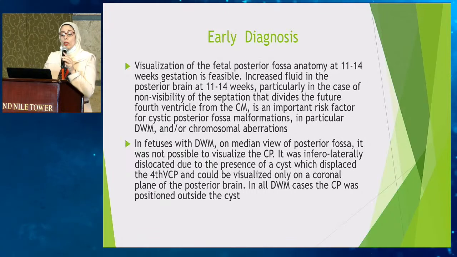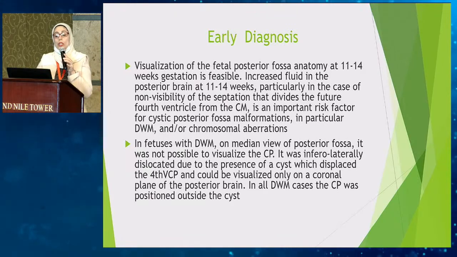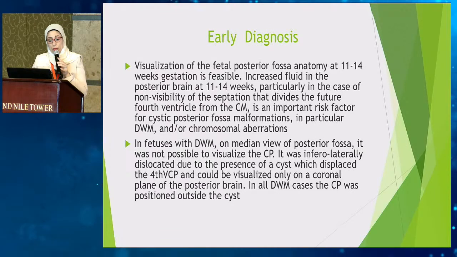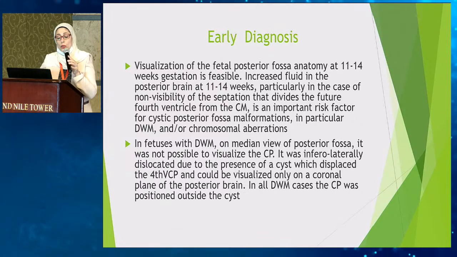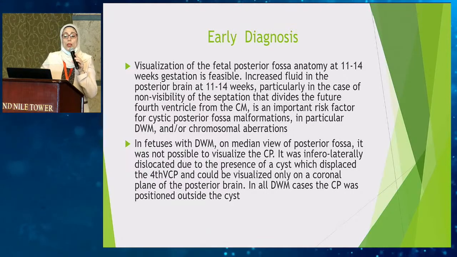Increased fluid in the posterior brain between 11 to 14 weeks, particularly in cases of non-visibility of the septation dividing the future fourth ventricle from the cisterna magna, is very important and can predispose or be a risk factor for Dandy-Walker malformations and other chromosomal aberrations. In fetuses with Dandy-Walker malformation, in the median view of the posterior fossa, if it was not possible to visualize the choroid plexus correctly, this can predispose to the formation or confirmation of the diagnosis of Dandy-Walker malformation.